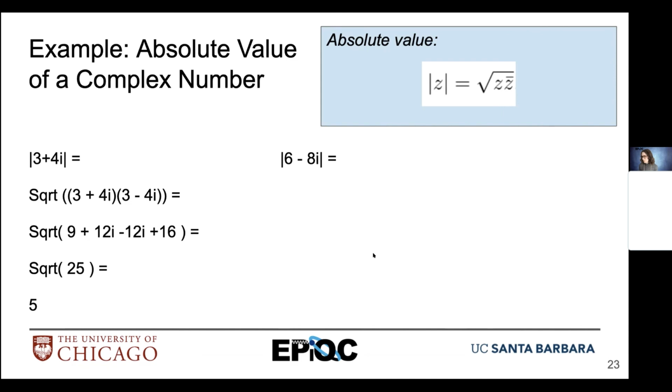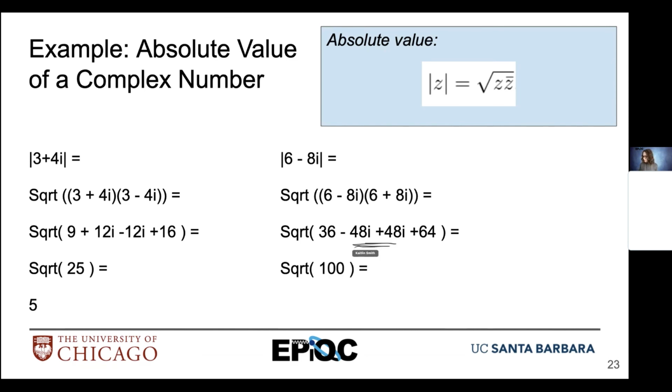Once again, if we're wanting to take the absolute value here, that gives us 36 plus 64, since we have these inner 48i's canceling out, which is the square root of 100, which gives us 10.